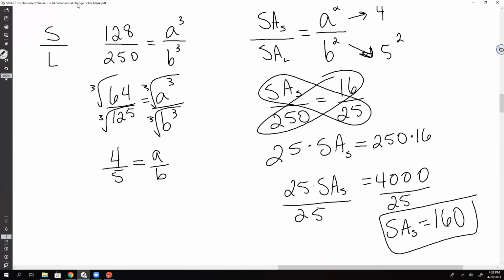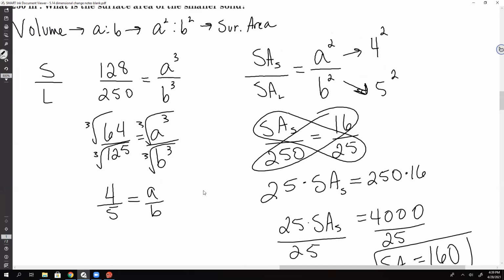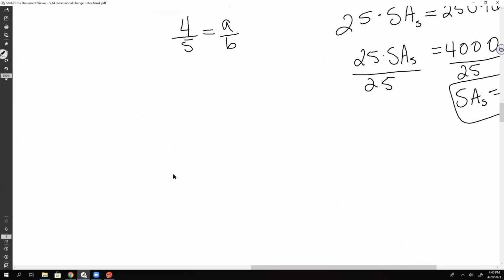All right, once we have A to B, we have to set up another proportion, and we have to determine, since I was finding area, I had to use A squared to B squared. If I was doing volume, I would do A cubed to B cubed, and then we just solve our proportion from there. So now let's go on to our next example.